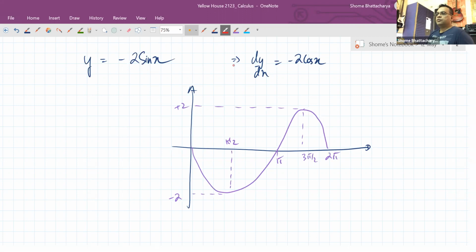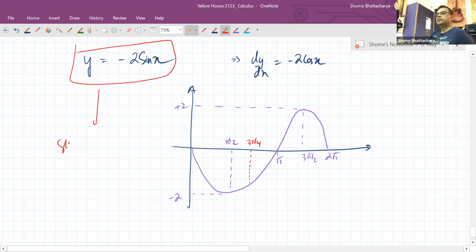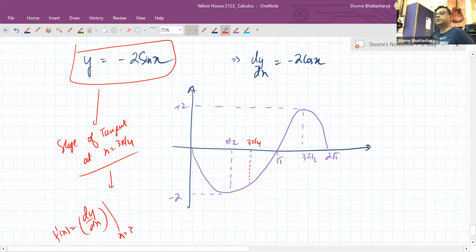Now let's say I want to find the slope of the tangent at some point like this. This point is 3 pi by 4. So this function's slope of tangent at x equal to 3 pi by 4 is nothing but the value of dy by dx, or f prime x, at x equal to 3 pi by 4. That is minus 2 cos 3 pi by 4, which becomes minus 2 into minus 1 by root 2, so that will become plus root 2. So this will have a positive slope now, which you can see in the graph also. This slope is equal to plus 1.4.